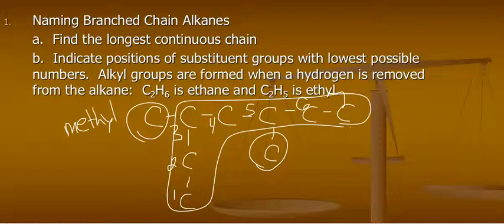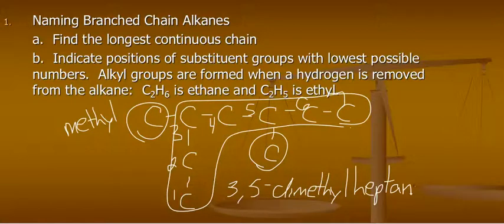So here's how we would name this compound. 3, 5. We're going to say dimethyl, since both substituents are methyl groups. Di indicates that there are 2 of them. And then we're going to name the longest chain, which is 7. 7 is hept. And then the suffix is ane. So it's 3,5-dimethylheptane.